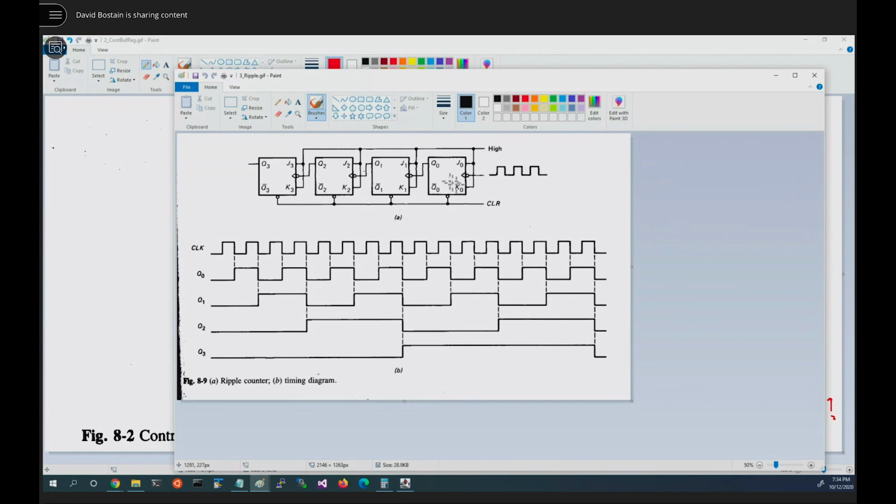Okay, so how do we wire this up? Well, this is interesting. Instead of recycling Q back to D, we don't even have a D anymore, we're just using the clock. It's going to take Q and make it be low, then high, then low, then high. And we're going to use the output of Q to be the clock of the next one.